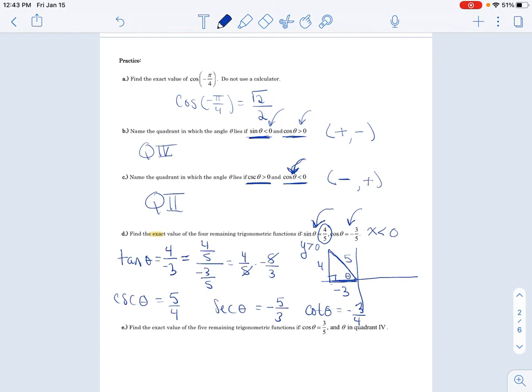Or you can use your triangle, right? Cosecant is hypotenuse over opposite, so that checks out. Secant is hypotenuse over adjacent, that checks out. And cotangent is adjacent over opposite.